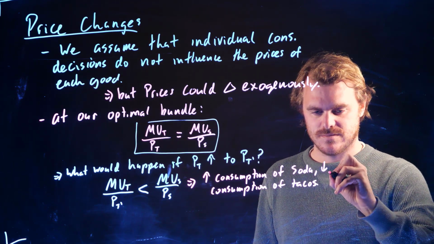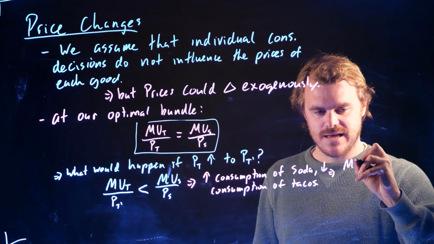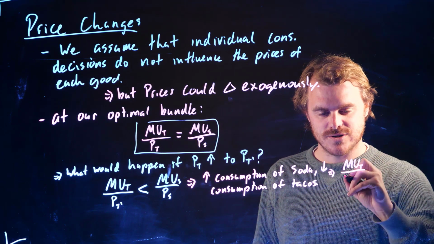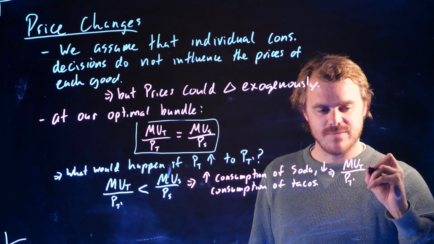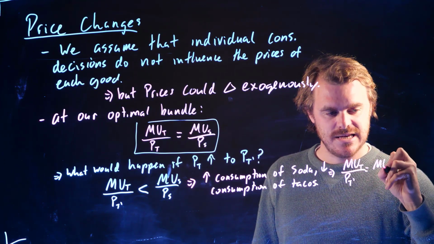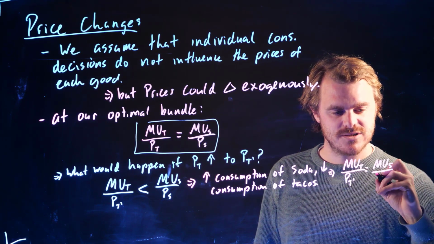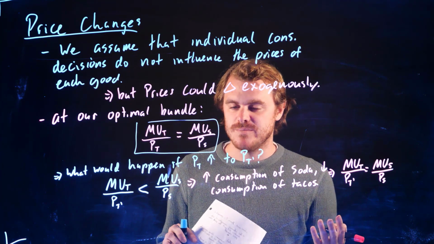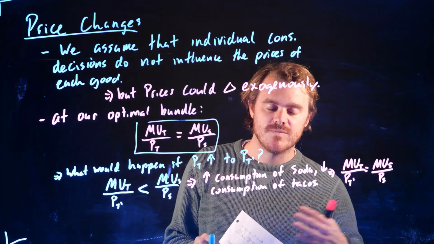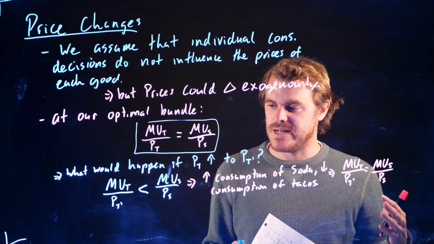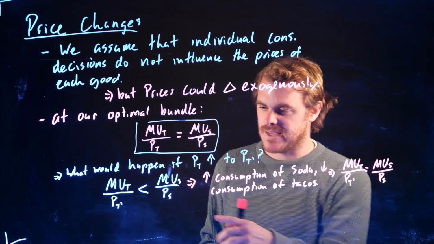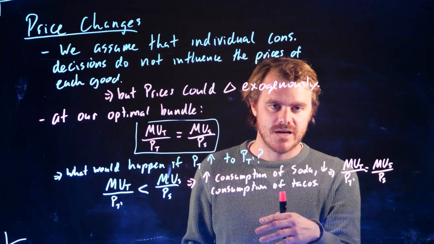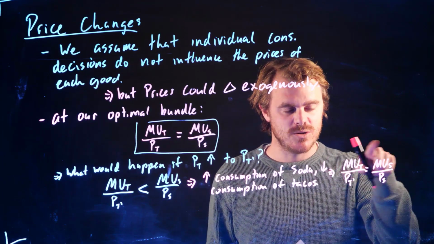So we're going to do that until the marginal utility of tacos over the price of tacos prime, this higher price, equals the marginal utility of soda over the price of soda. So we're just going to adjust our consumption by shifting away from the good that got relatively more expensive and towards the good that got relatively cheaper. And we're going to keep on doing that until we have equality.